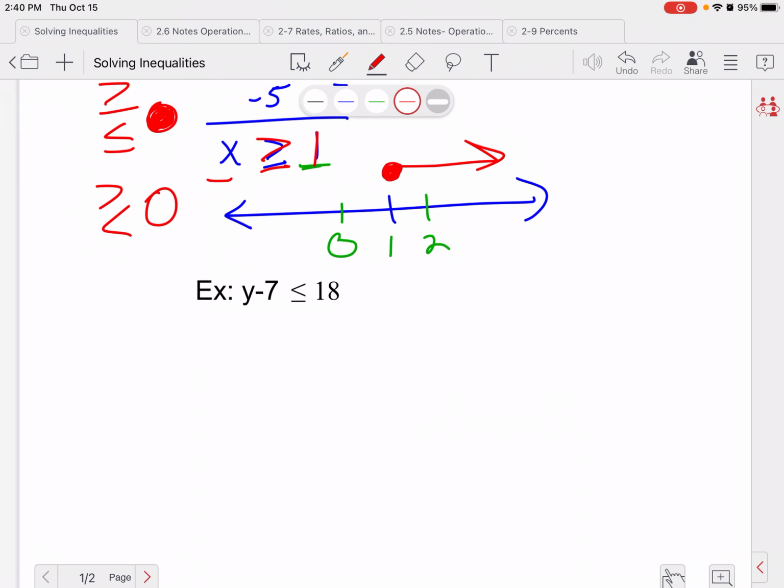Go ahead, why don't you try this one? You won't have to graph on the Edpuzzle, but you should graph it on your paper before you submit.